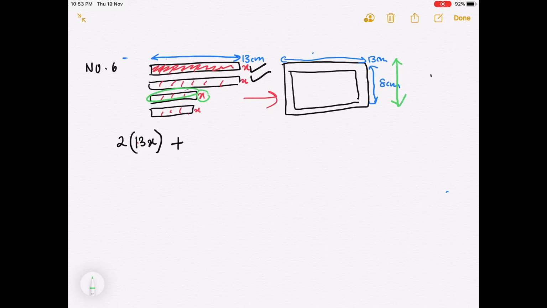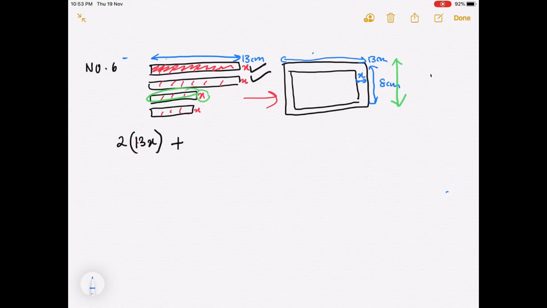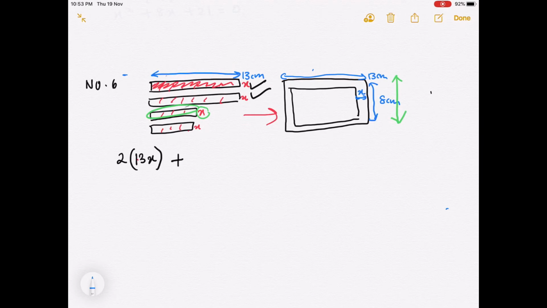Okey. So, dia kata kat sini yang ni 8. Tinggi tu 8. So maksudnya lebar dia sama kan. So ni lebar ni X. Lebar ni X. Okay. So bila kita nak cari panjang tu, kita ni pun X juga. Ni pun X juga.